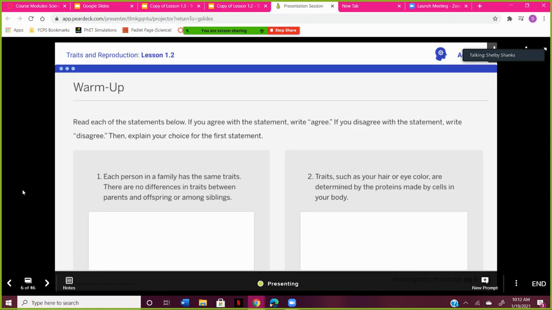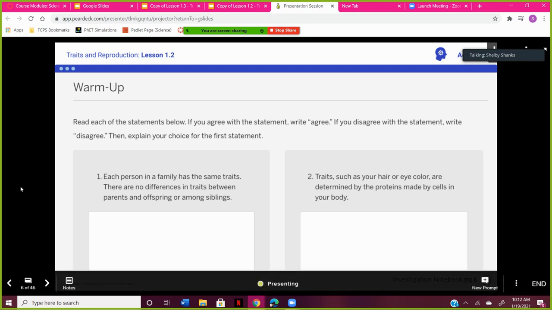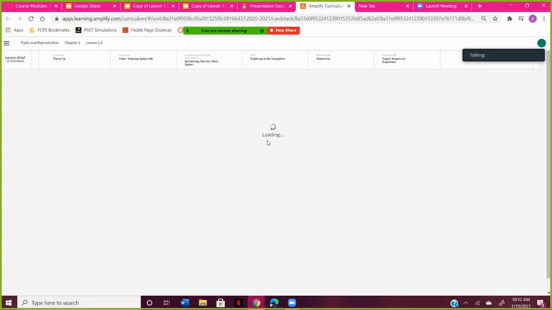If you are on Pear Deck, you should be able to click on this screen and go straight to your warm-up. The directions say read each of the statements below. If you agree with the statement, write agree. If you disagree with the statement, write disagree. Then explain your choice for the first statement. You're only explaining your choice for the first statement. If you're still looking at my shared screen, you'll be able to see this, but if you're already on your warm-up, that's fine. It should take you straight to our warm-up today.